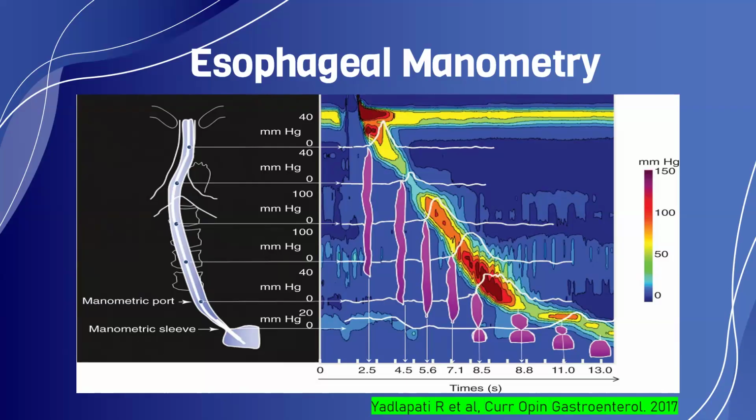The concept of high resolution esophageal manometry is to use a sufficient number of pressure sensors within the esophagus, such that the whole length of the esophagus can be measured, as opposed to conventional manometry.